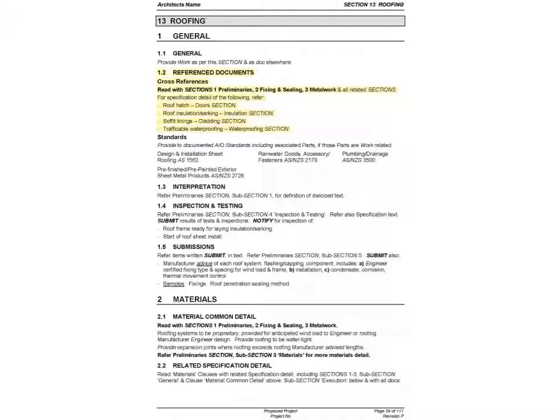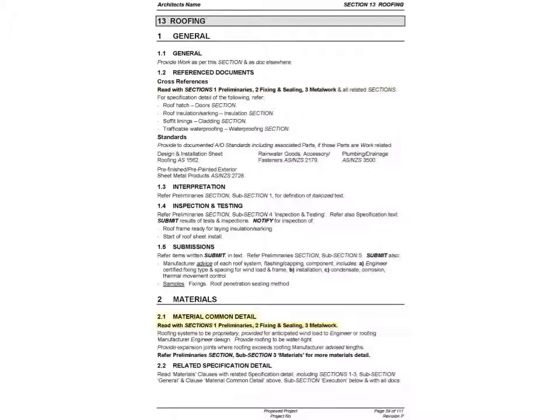Remember, you're looking at my master and your spec will be fully edited to suit the project. So if things are not in the project, they are not in the spec. The technical sections rely on the three common sections: preliminaries, fixing and sealing, and metalwork. So the first line of cross-references is read with sections 1, 2 and 3 and all related sections. No related sections are nominated, as it is the contractor's job to find that.